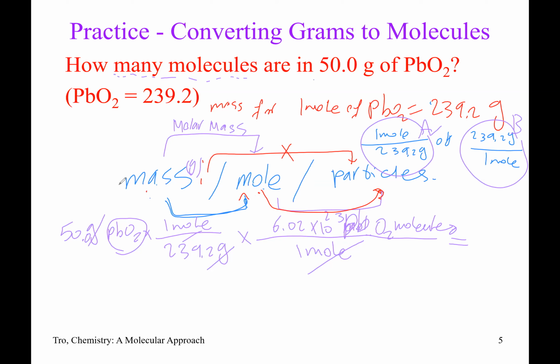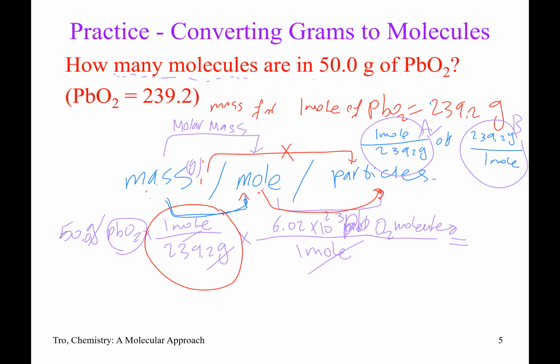So from mass to mole, you would use 1 mole over 239.2 g. And then to convert from mass to mole, you would use 50.0 grams times 1 mole over 239.2 grams. It is the same thing, right? It is either dividing by the molar mass or multiplying by this ratio.